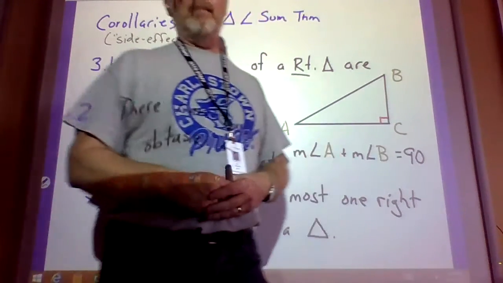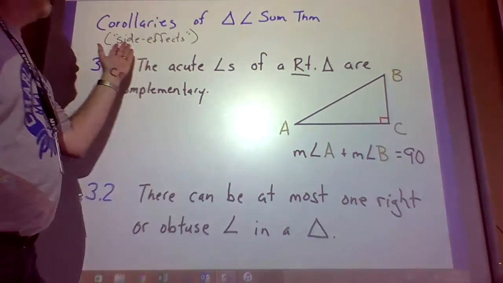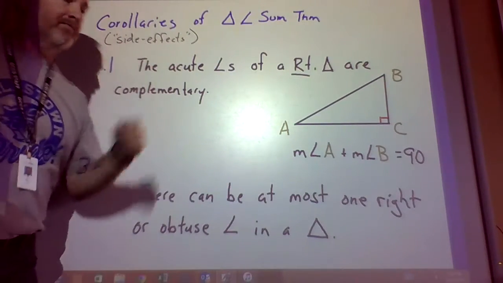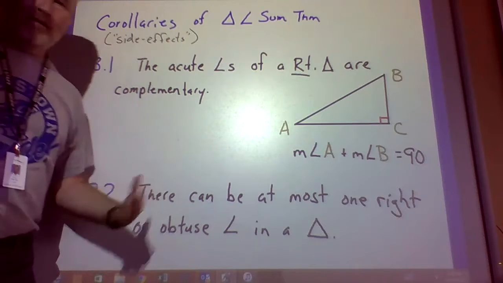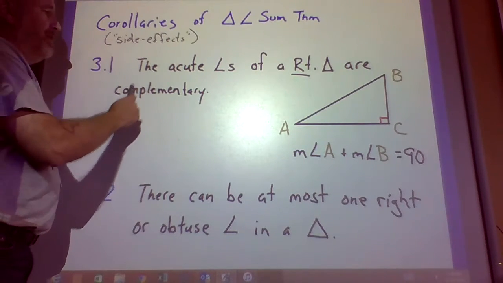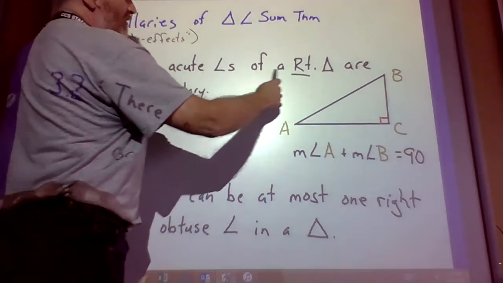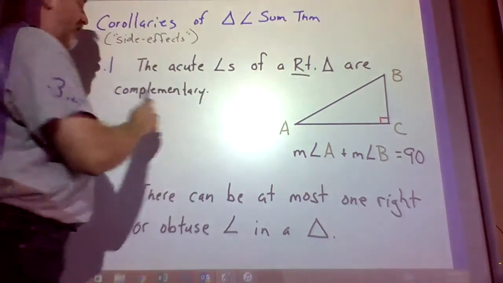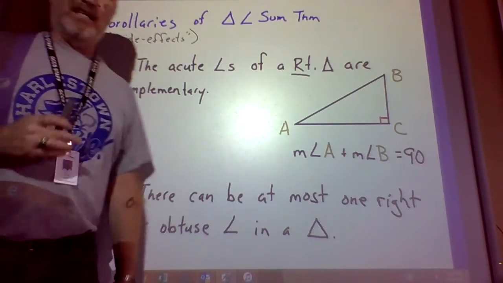They get a bad rap because they usually are bad, but in geometry class, side effects are good. Corollaries are good. They're helpful, usually helpful. The first one, we call it 3.1, says the acute angles of a right triangle are complementary. All right, and that one just kind of makes sense.